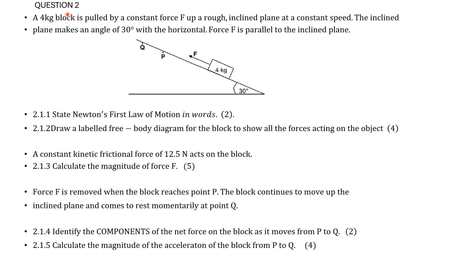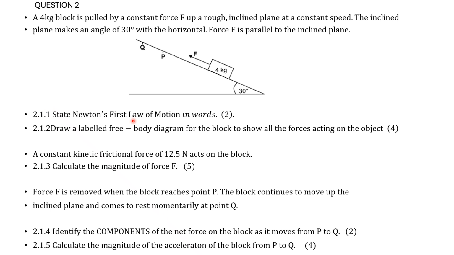Question 2, my apologies. A 4 kg block is pulled by a constant force F up a rough inclined plane at a constant speed. So that is pulled up at a constant speed. The inclined plane makes an angle of 30 degrees with the horizontal. Force F is parallel to the inclined plane. So F is parallel to that line.